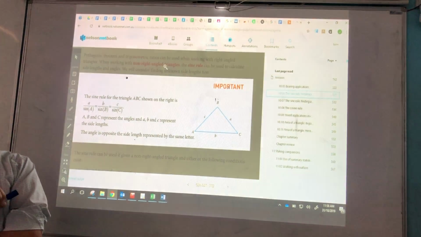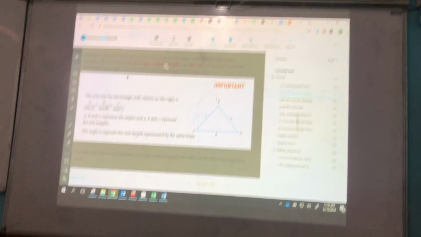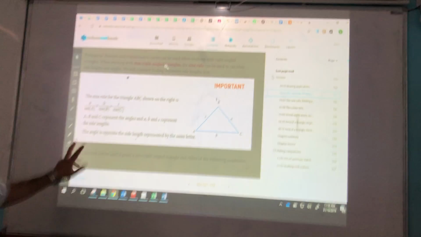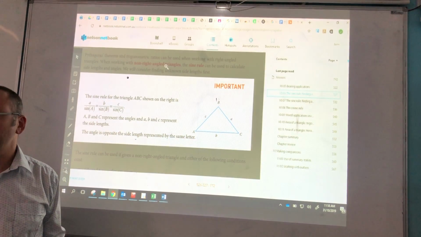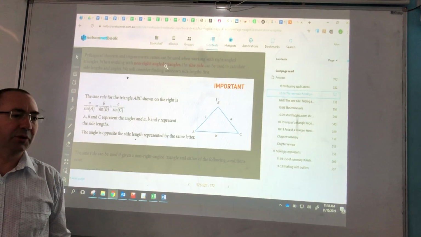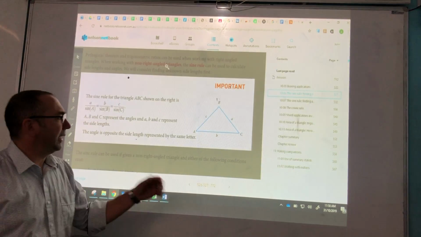So a bit like the trig ratios, the first challenge in working with the sine rule is actually working out which part of the sine rule you're going to work with. I'm going to demonstrate that shortly. The other thing that's really important, and I mentioned it earlier when I introduced trigonometry, is how you label the sides.